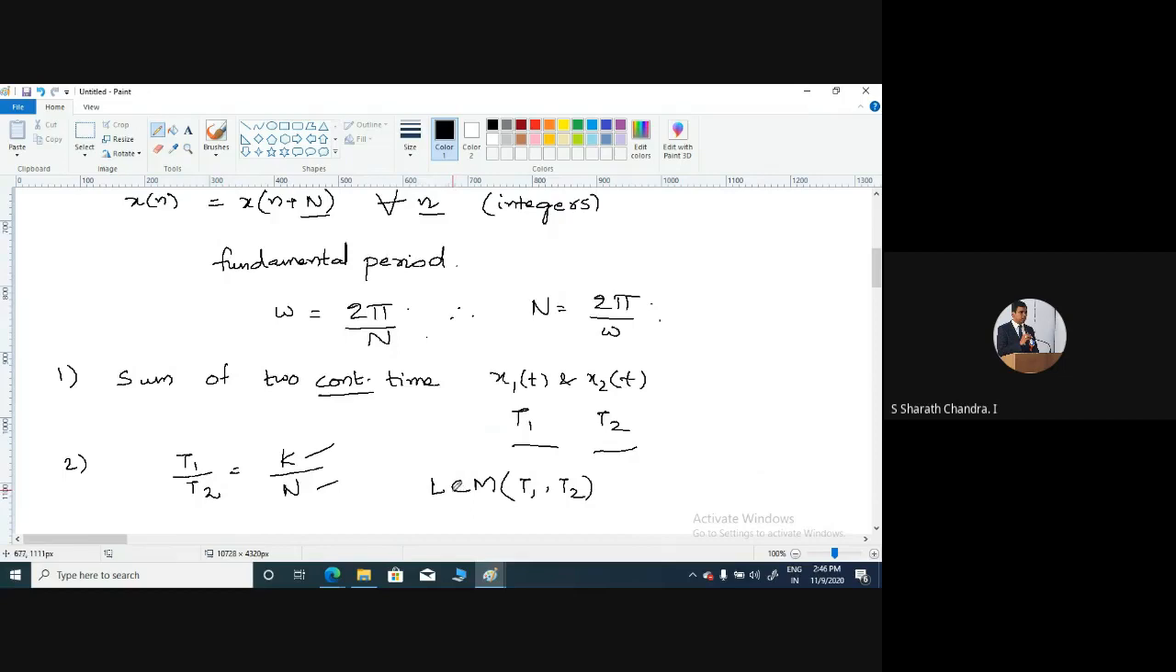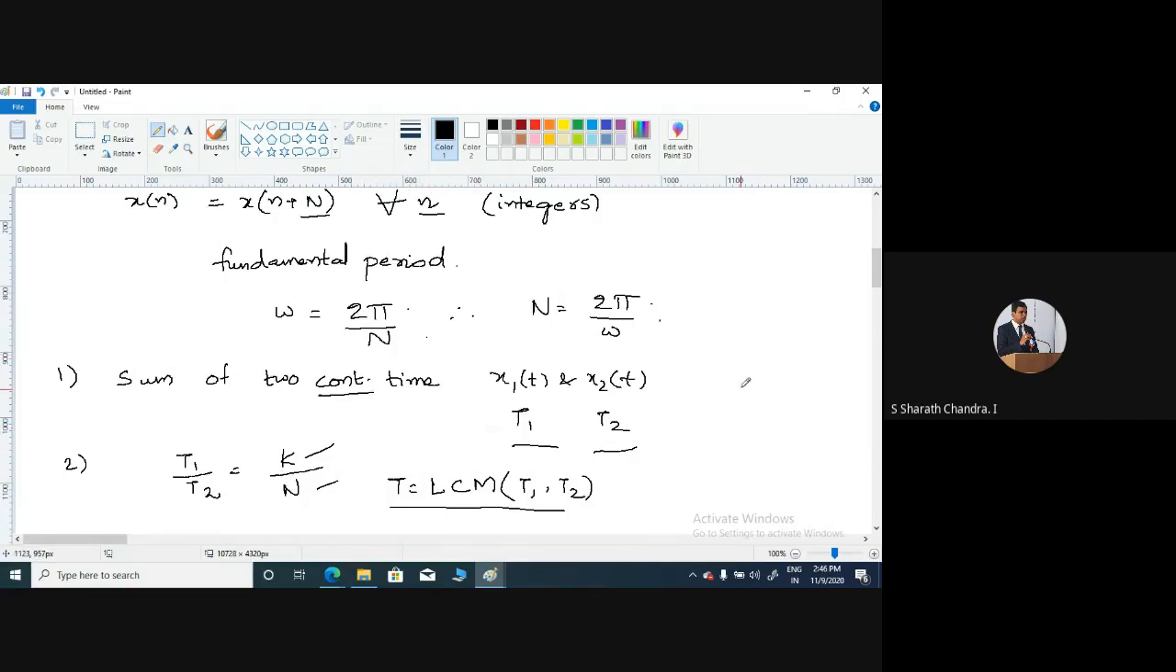The fundamental period capital T of that resultant signal can be found out by taking the least common multiple of T1 and T2. If the ratio of T1 by T2 represents an irrational number, then the signals x1 of t and x2 of t do not have a common period, and x of t cannot be periodic.